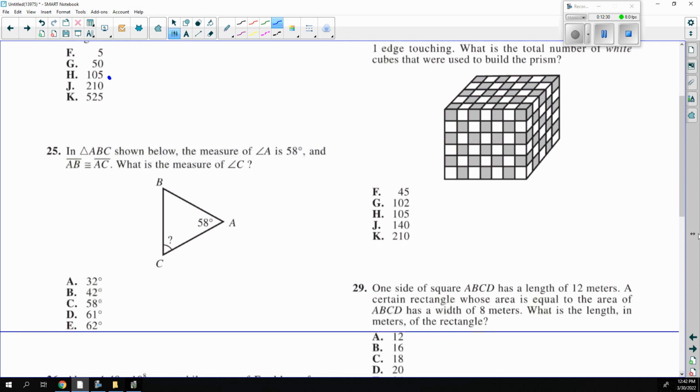Hope you know your isosceles. It seems to show up all the way. AB equals AC, so the opposite angles are equal. So go 180 minus 58 divided by 2 is 58. I did that wrong. It's 180. That's why you should always use your calculator. It's 122 divided by 2. Answer 61.